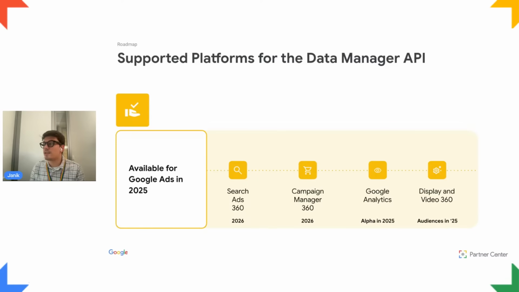A bit sooner on the roadmap is full support for Google Analytics to send all kinds of events. As we said already, at the moment there was already an alpha to send events from multiple sources to actually enrich existing data that were collected on the tag, but the full support for all kinds of events is coming this year. And then also for DV360, as I said, audiences are supported, but conversions are also coming for DV360, and that's a bit earlier than the Campaign Manager 360 and Search Ads 360 support.